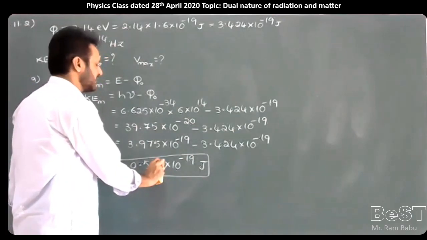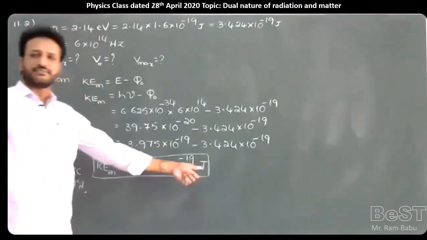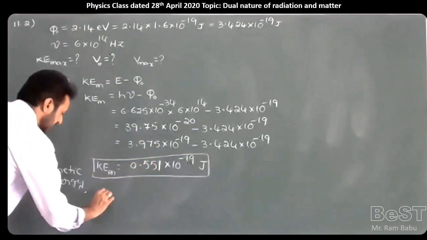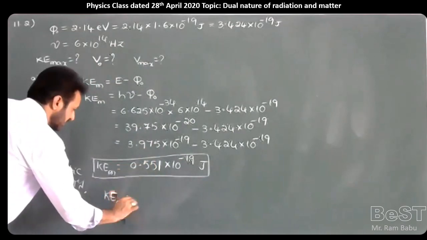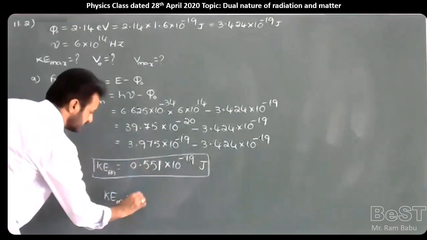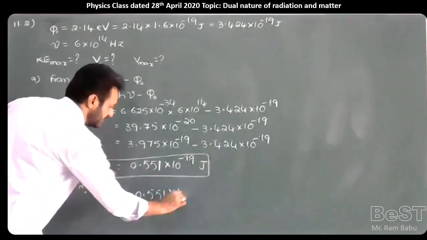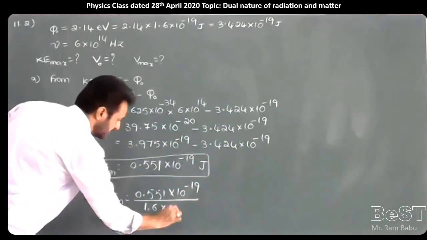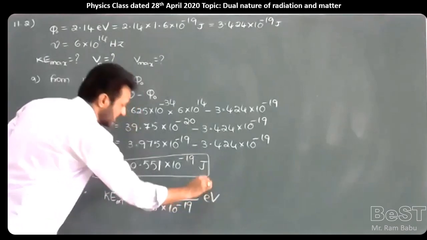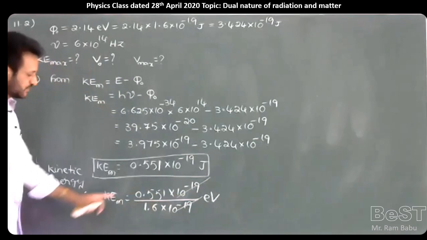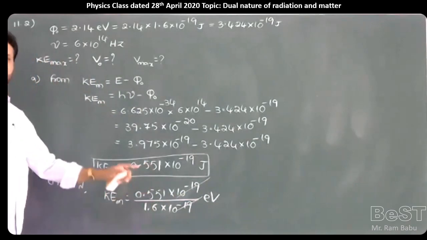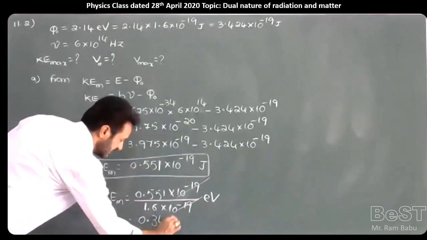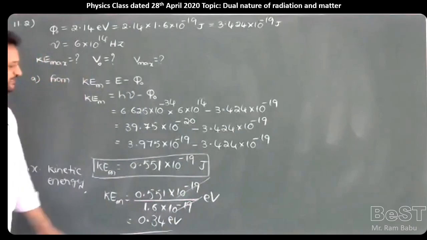For example, if you want to get the answer in electron volt, we need to divide the value by 1.6 into 10 power minus 19. So KE maximum is equal to 0.551 into 10 power minus 19 by 1.6 into 10 to the power of minus 19 electron volt. Here 10 power minus 19 gets cancelled. 0.551 by 1.6 is 0.34 electron volt.